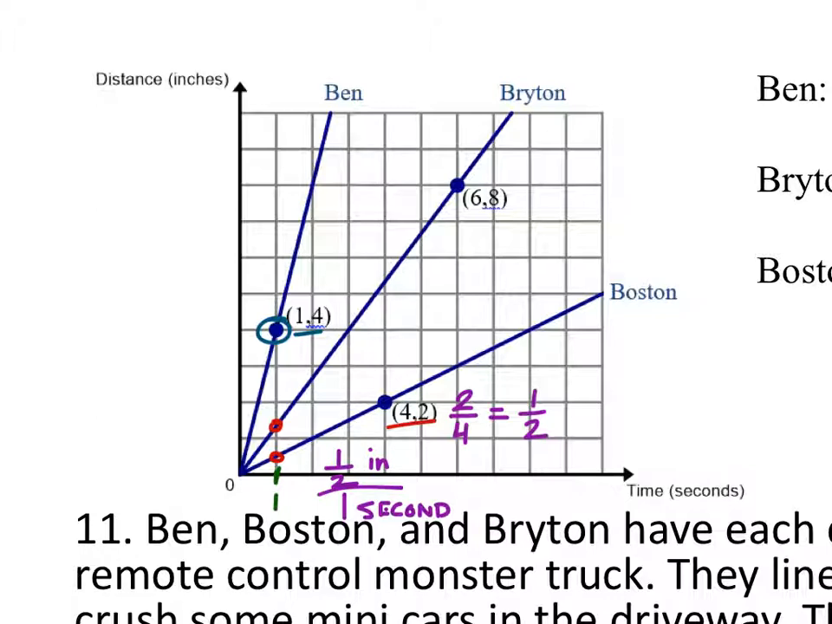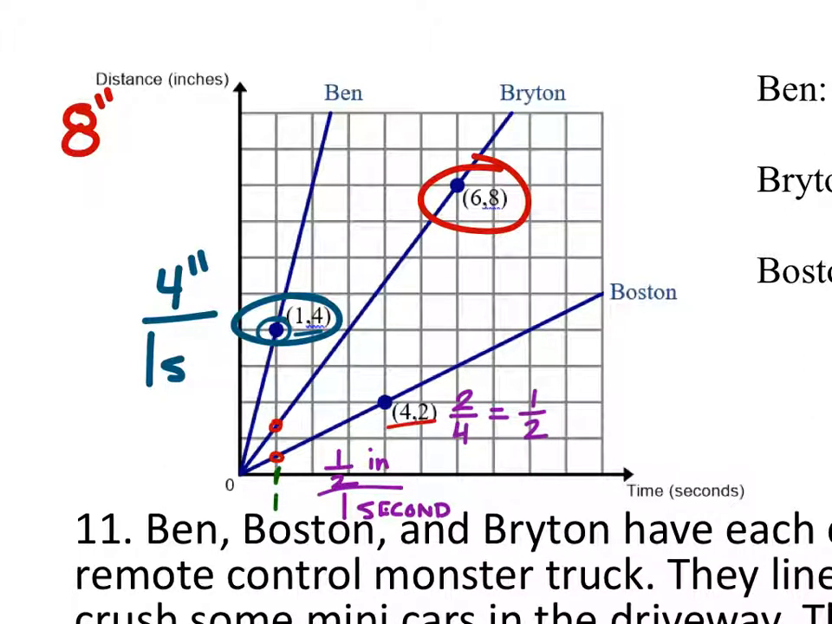And we already have Ben's. Ben's is 4 inches for every 1 second from this ordered pair here. But we have to do Brighton's as well. Brighton is going at 8 inches for every 6 seconds. But we want to know how many inches it is for 1 second. So I'm just going to divide the 8 and the 6 by 6. And it looks like Brighton's will go at 4/3 inches for every 1 second.